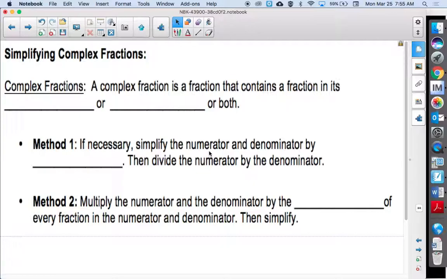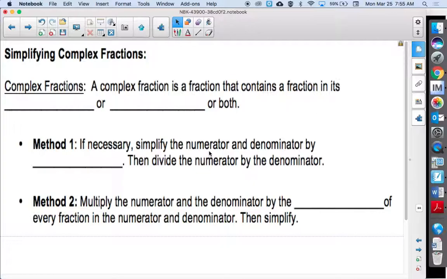So in your packet, you'll turn to section 8.5. This is still part of 8.5. 21. So at the very bottom of page 21. So the top of page 21 has independent practice problems. We'll probably review those tomorrow. But if you go to the bottom of page 21, it says simplifying complex fractions.